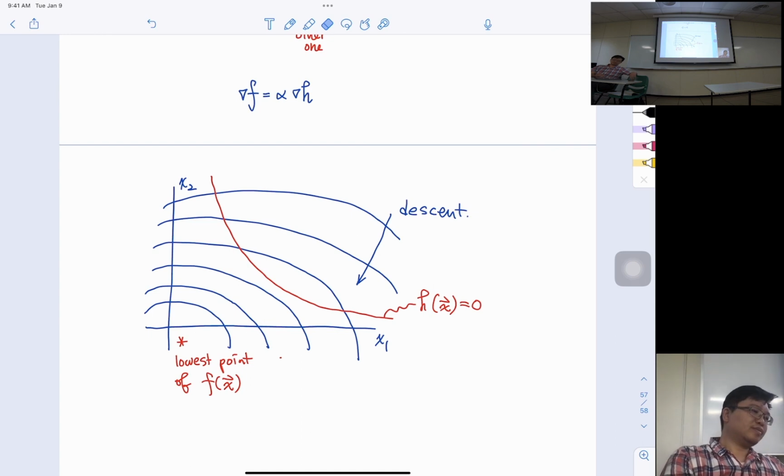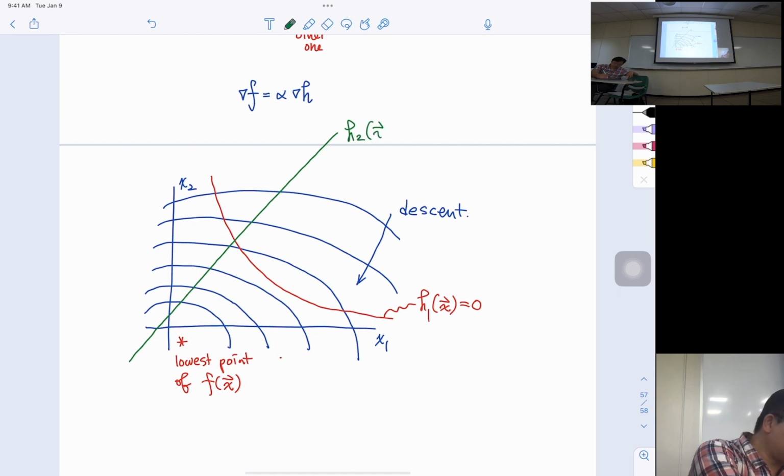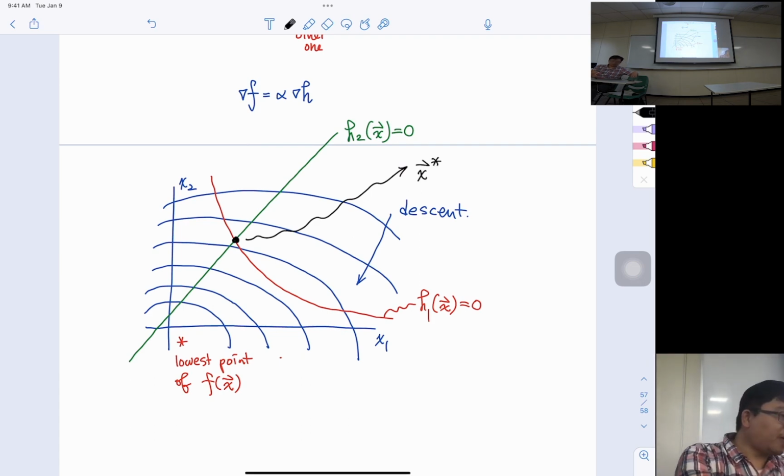Okay. Now, let's say I have a different function. So I'm going to call this h1. And a different function, let's say it's like this. Another line. It's h2 of x equals 0. Since now you have two functions and they must be 0, obviously the intersection is the solution. That's your x star.